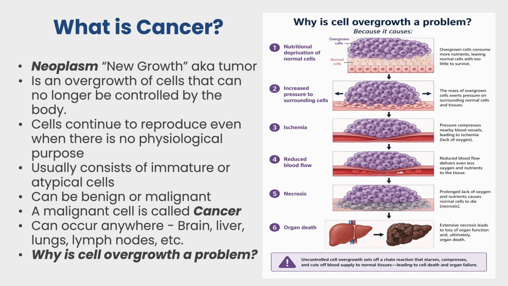Now let's talk about what cancer actually is. Cancer, or neoplasia, refers to uncontrolled cell growth. Normally cells divide only when needed, but cancer cells continue reproducing even when there is no physiological purpose. The uncontrolled growth compresses surrounding tissues, reduces blood flow, and eventually leads to tissue death and organ dysfunction.